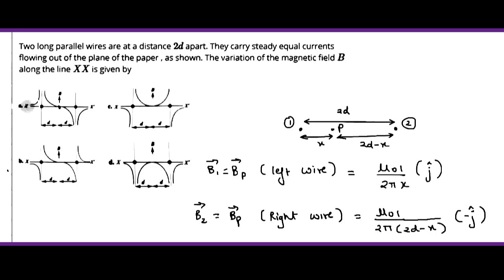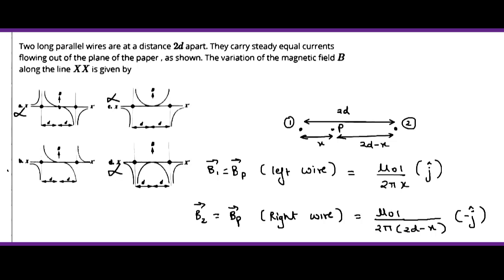Now let's check the left part of the wire. As we can see, the current is coming outward, so the direction of the magnetic field on the left part should be along the negative y-axis, but it is showing the positive direction of the y-axis. So this option is incorrect. Option A is not correct, and for option C, the middle part of the section is incorrect, so this option is also not correct. Option D is also incorrect.